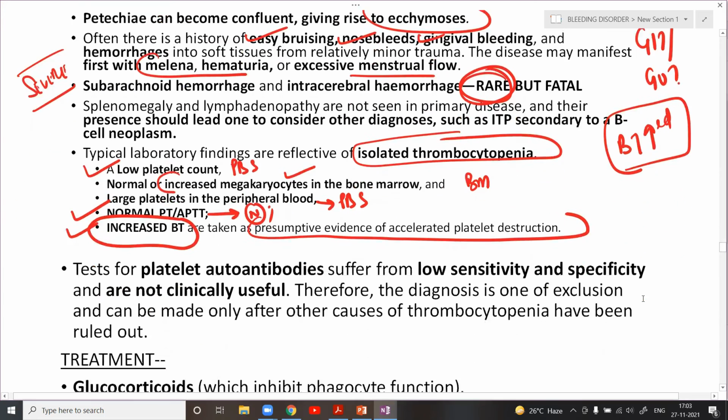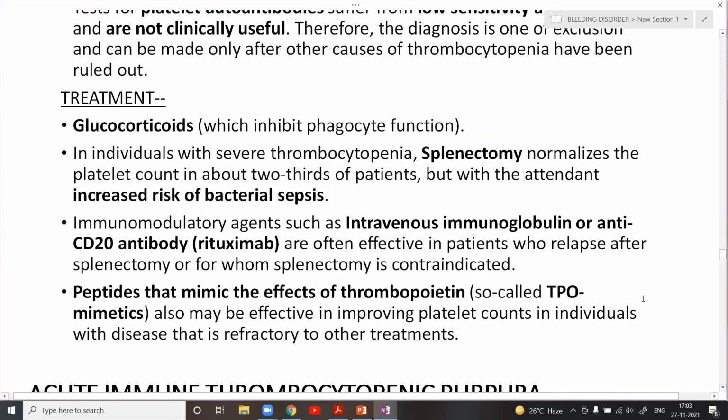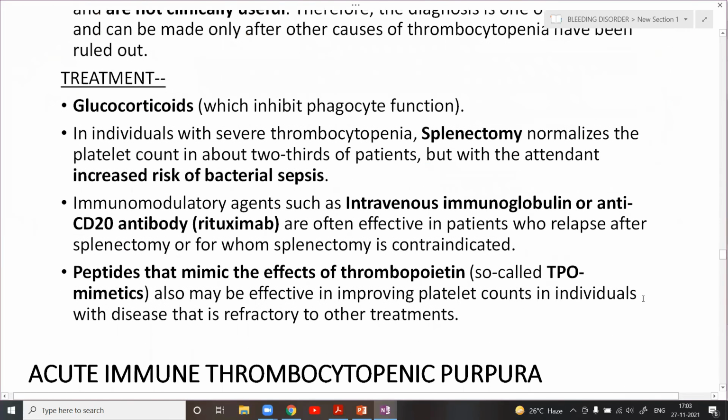Can we go to acute ITP? Yes. The treatment part I'm not telling you because it does not form part of pathology, but you can read it because it is also asked in the MCQ. So it is easy enough, not very difficult. Because it is an autoimmune condition, to suppress it you give glucocorticoids. Second thing is, the spleen is the site of destruction and the source of antibodies, so you have to do splenectomy.